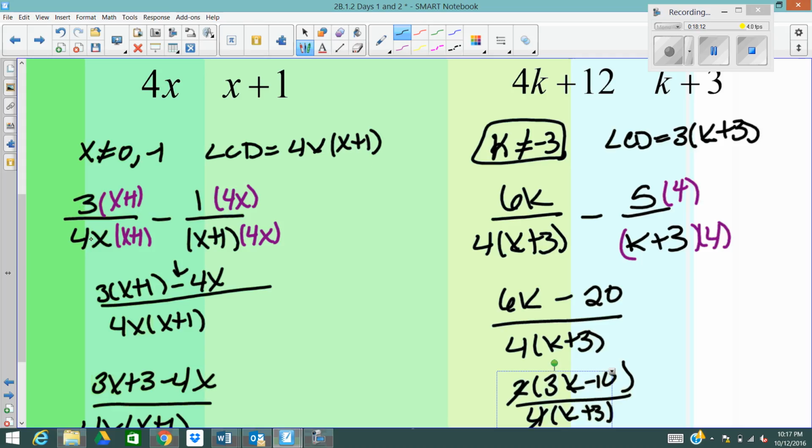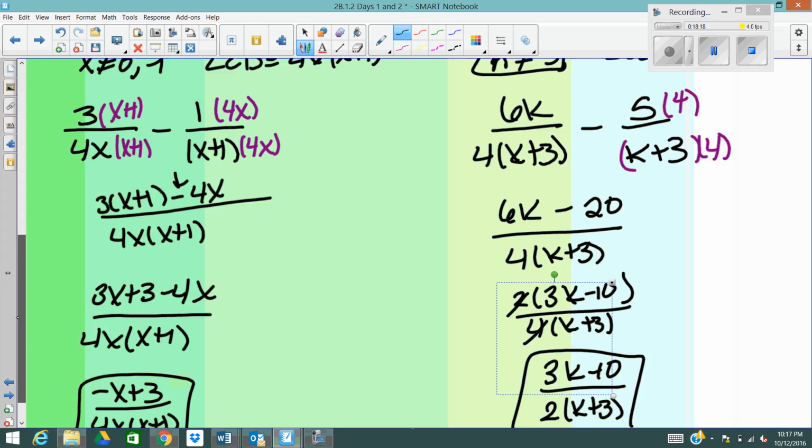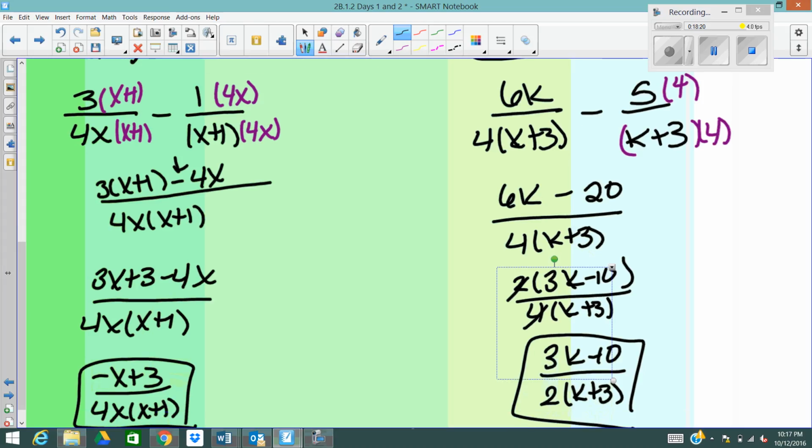So the fraction on the left has the 4x, but does not have the x plus 1. So we multiply top and bottom by x plus 1. The fraction on the right has the x plus 1 but does not have the 4x. So we multiply top and bottom by 4x. So again, now we have that common denominator of 4x times x plus 1. So we can actually perform the subtraction with our numerators.